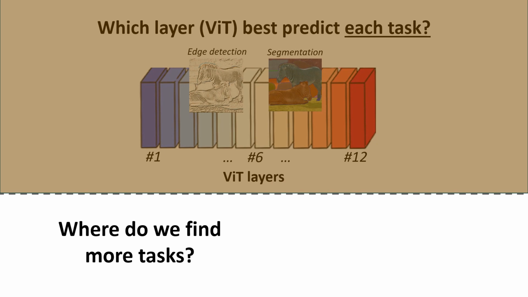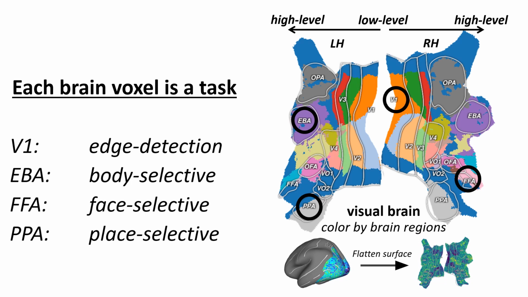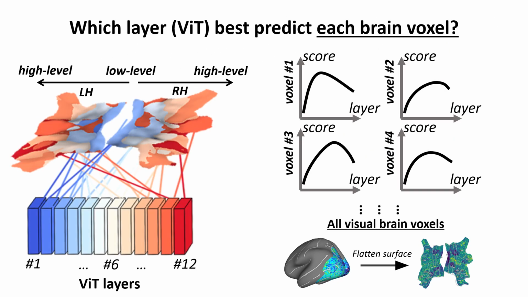We need more tasks. Where do we find more tasks? It's the brain. The brain is massively multitasking. We can think of each brain voxel as a task. There's edge detection in V1, body detection in EBA, face detection in FFA. The brain is massively multitasking, and these tasks are organized from low level to high level in a hierarchical way. Now we have a pool of tasks from the brain.